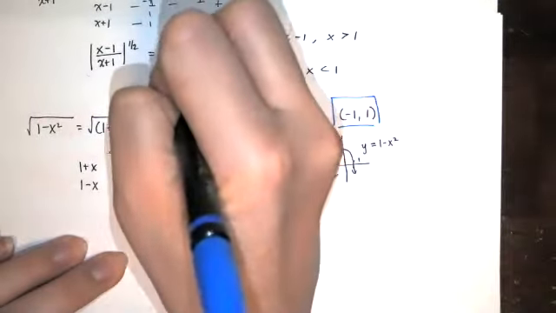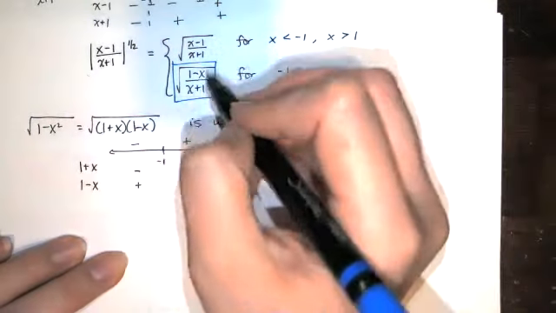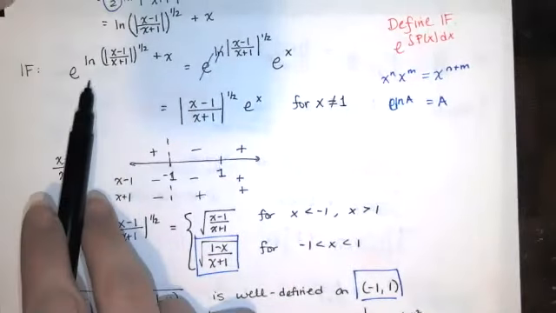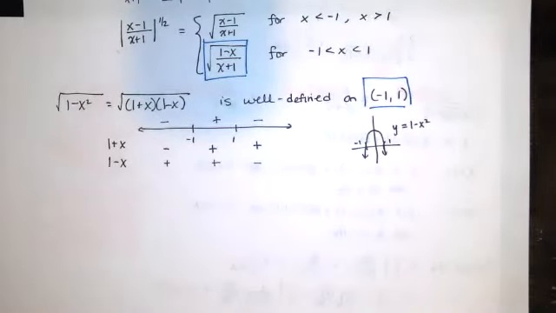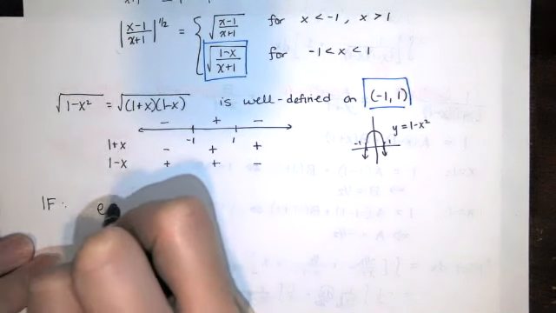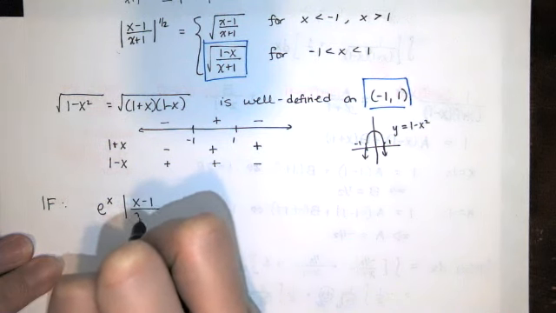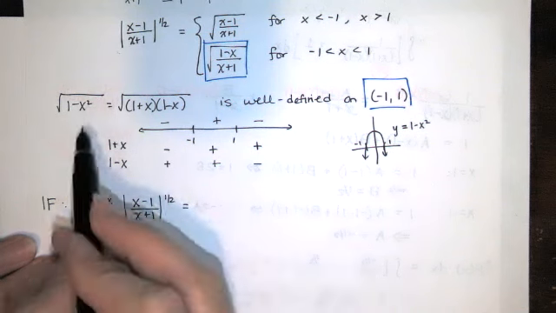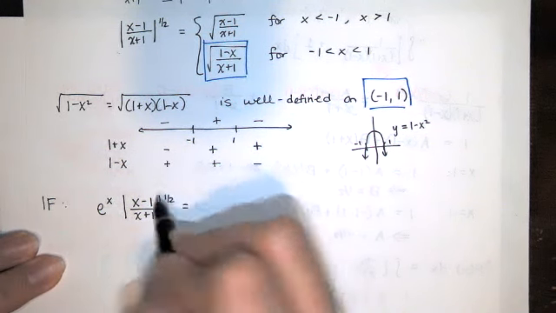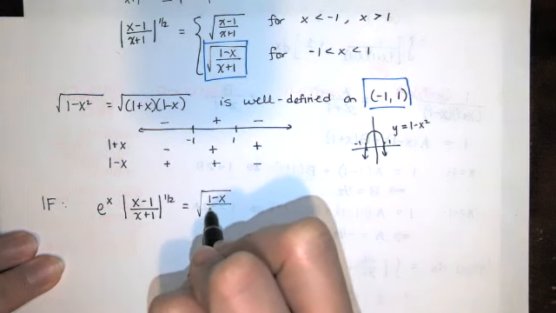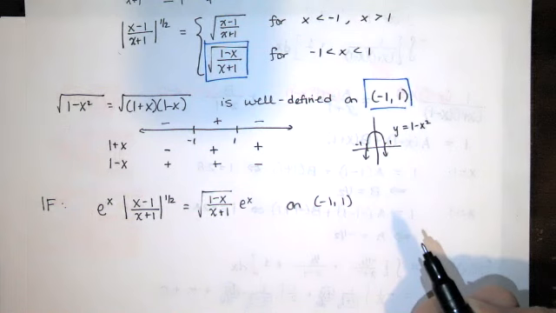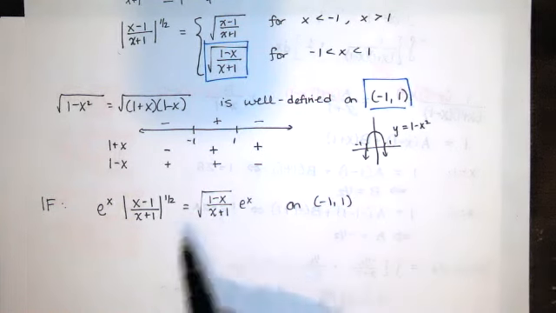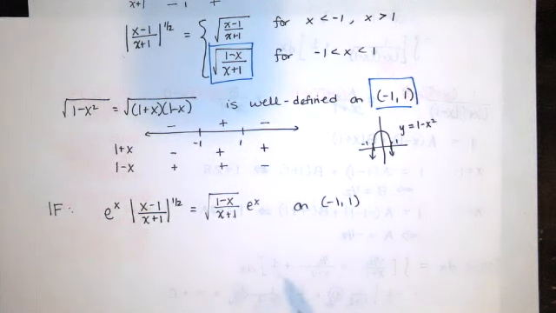But if that's the interval we're interested in, then this is the factor in the integrating factor that we're interested in. So the integrating factor is e to the x times this, and this expression is actually this one. So I have e to the x times this guy, and because we are looking for an interval where that original square root of 1 minus x squared is well defined, this turns out to be the square root of 1 minus x over x plus 1 times e to the x. And we're on the interval from -1 to 1. So we can keep that in mind. On the interval from -1 to 1, 1 minus x is positive, and x plus 1 is also positive.